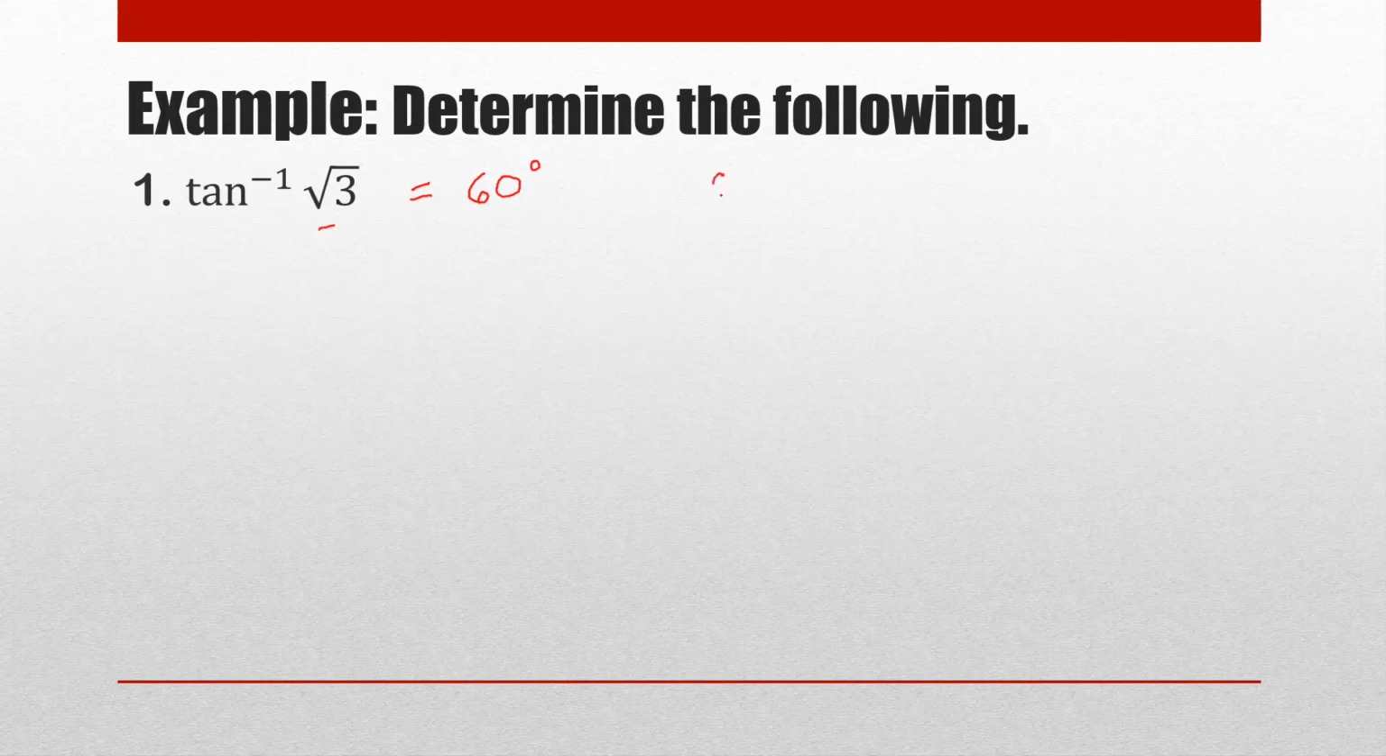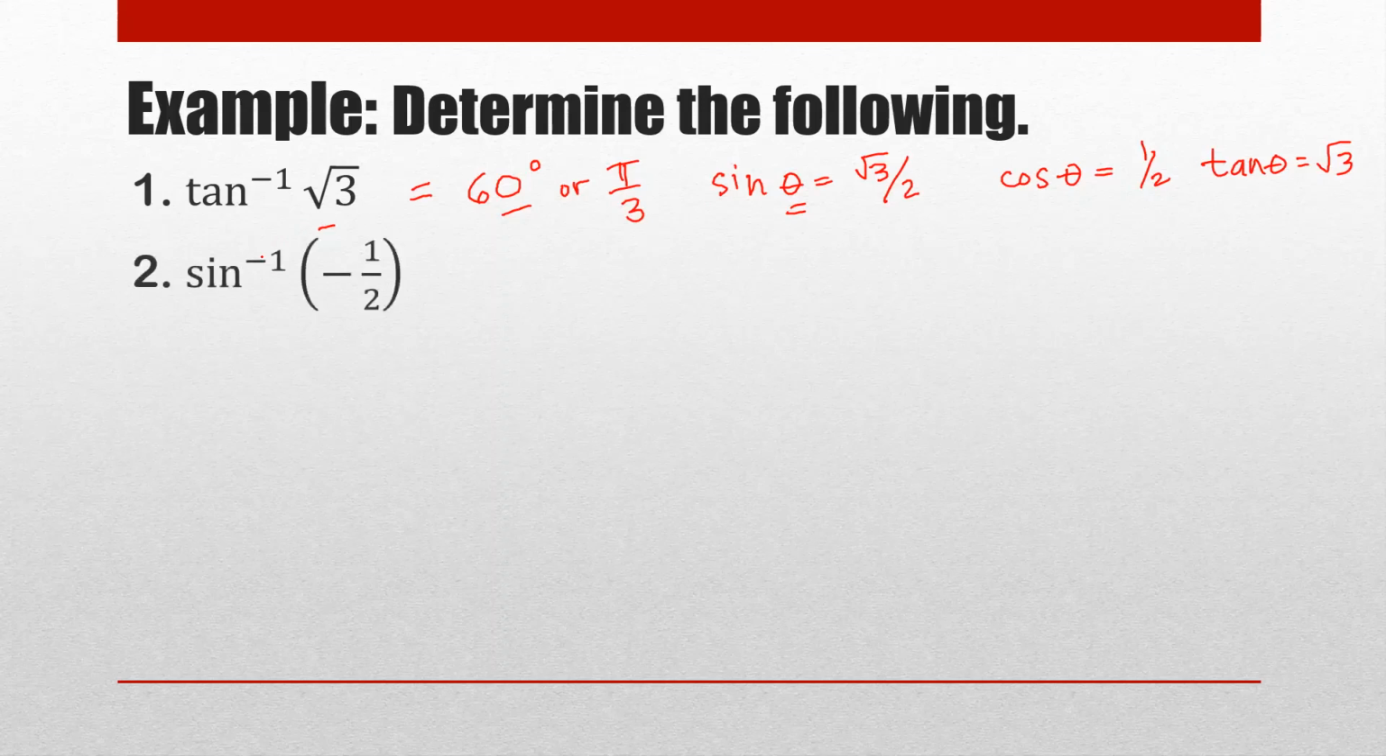That means sine function. We're looking for the theta giving us a sine value equal to square root of 3 over 2 and cosine theta equal to 1/2. Okay, and that theta value, kasi para tangent theta is square root of 3, is 60 degrees or pi over 3. Okay. Ayan, kasi ang hinahanap natin, the angle, the value of the angle or the principal value.